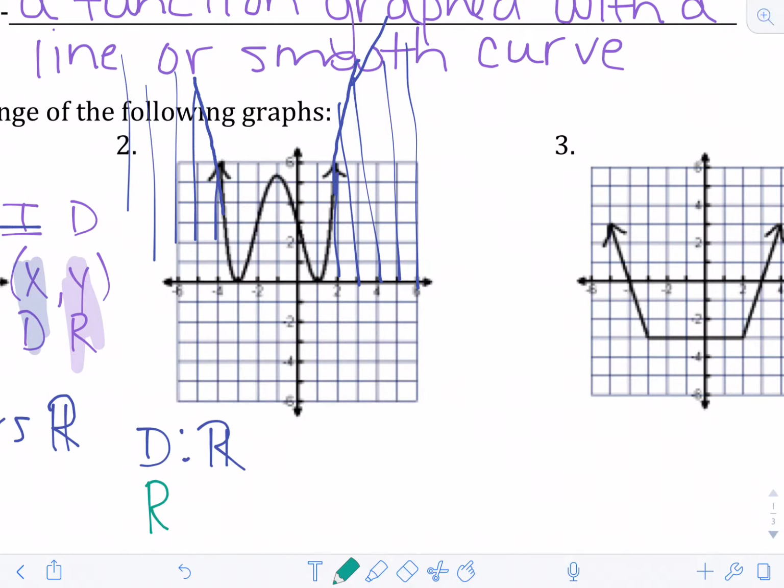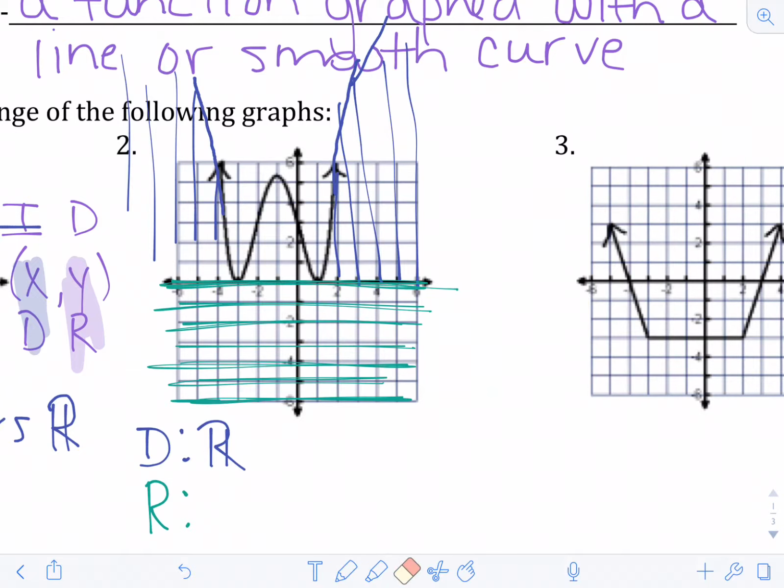Now my range. My range is my set of y values. And this is when you draw your little horizontal lines. Scan horizontally. I have nothing down here. Nothing down here. Nothing down here. Hold up, I got something right here, and the value of my y right there is 0.